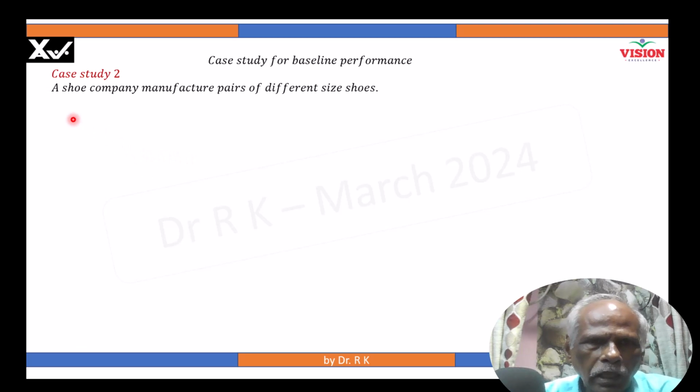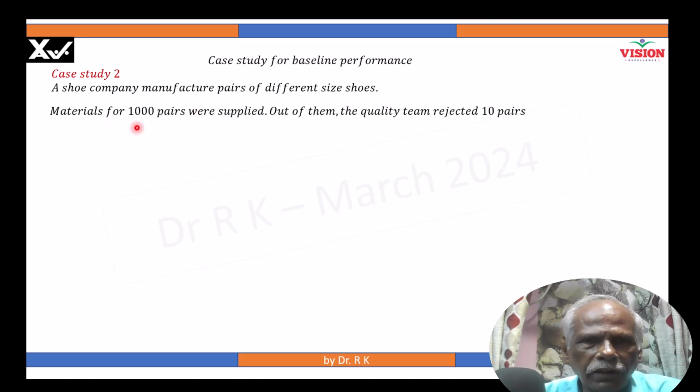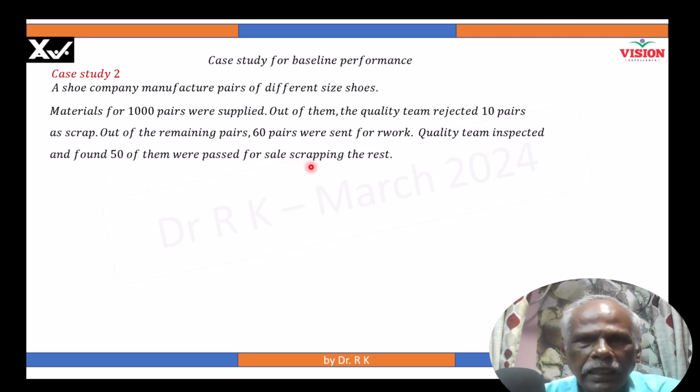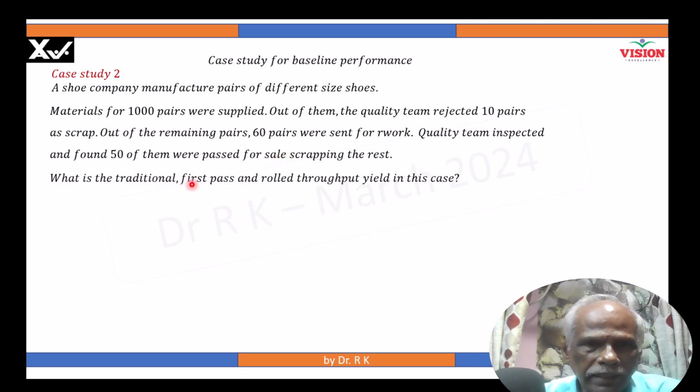Case study 2. A shoe company manufactured pairs of different size shoes. Materials for 1000 pairs were supplied. Out of them, the quality team rejected 10 pairs as scrap. Out of the remaining pairs, 990, 60 pairs were sent for rework. Quality team inspected and found 50 of them were passed for sale, scrapping the rest. That is, only 10 were scrapped again. So what is the traditional, first pass and rolled throughput yield in this case?